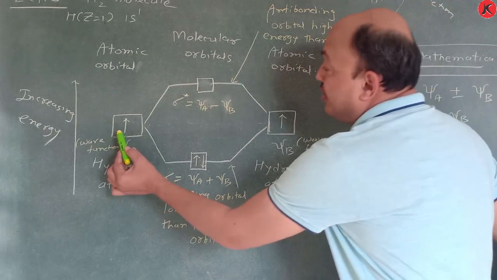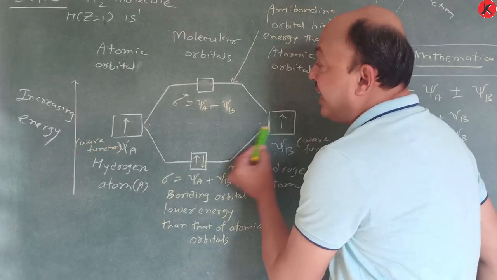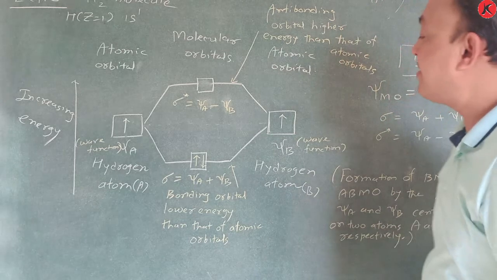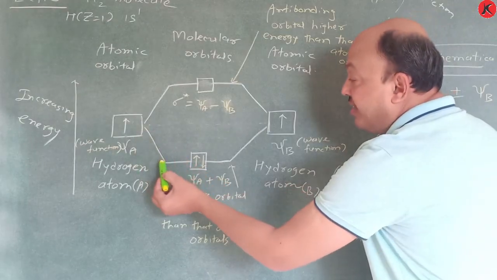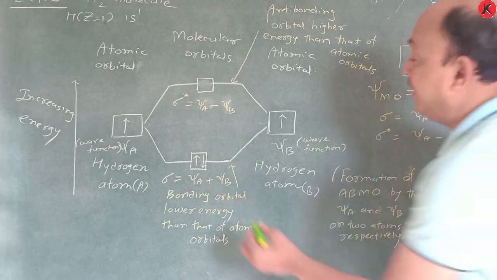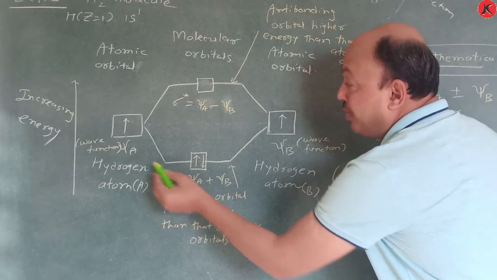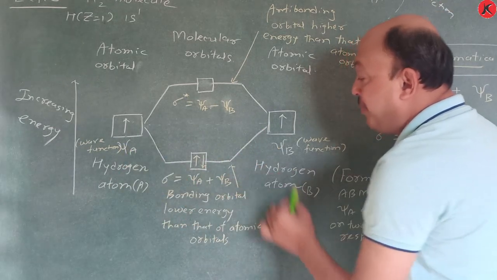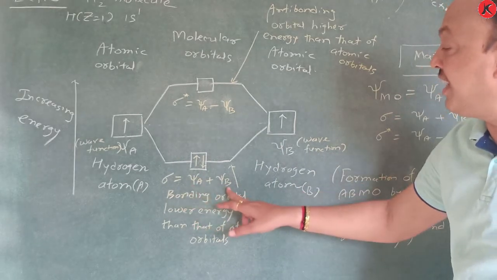So here one electron is there, one electron is there, and at that time the energy decreases. At that time addition takes place. You see, psi is equal to psi A plus psi B. That means here addition takes place.